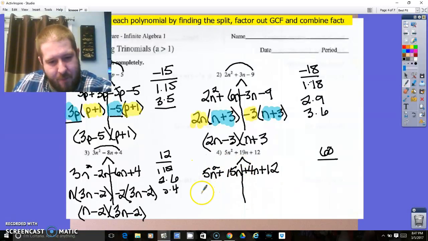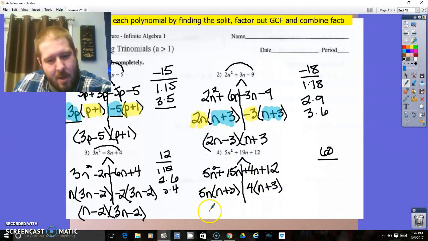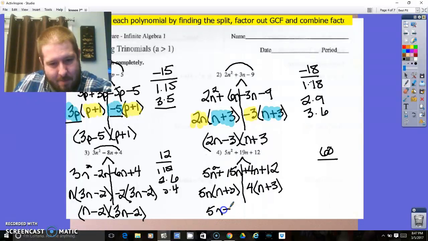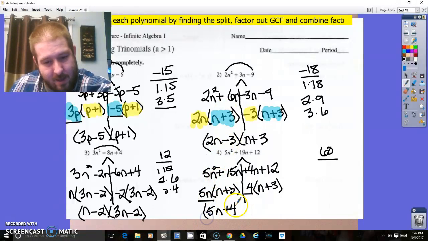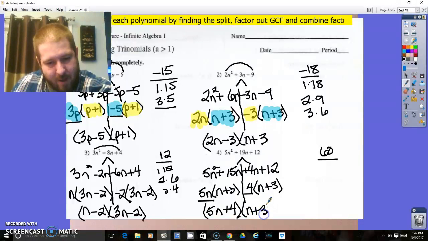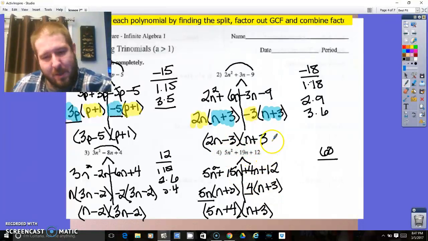Split it. Factor out the GCF, which is 5n. Leaves you with n plus 3 on the inside. Over here, they can both be divided by 4 with n plus 3 on the inside. So the answer is 5n plus 4, because those were the two outside numbers that got factored out, and the insides are the same, and that's the other factor of the answer. 5n plus 4 times n plus 3, and that rectangle would make those pieces.